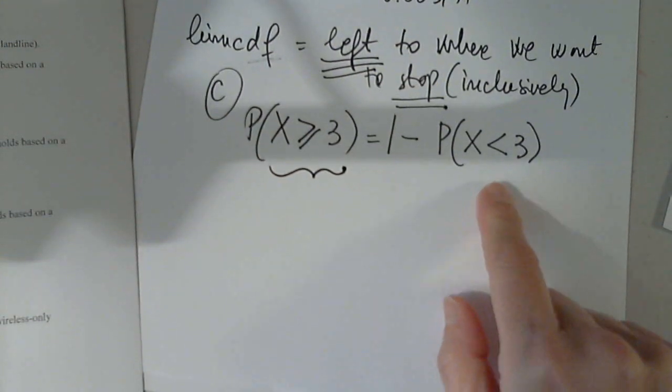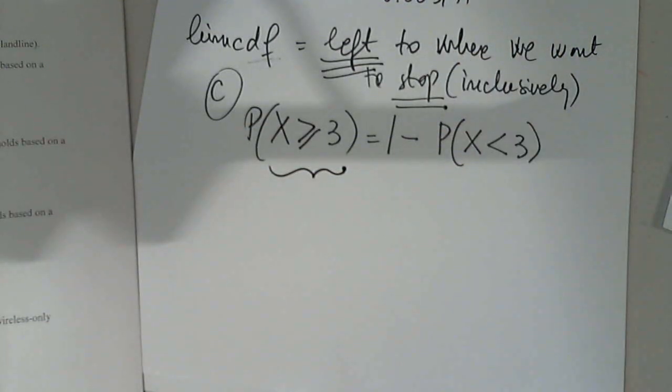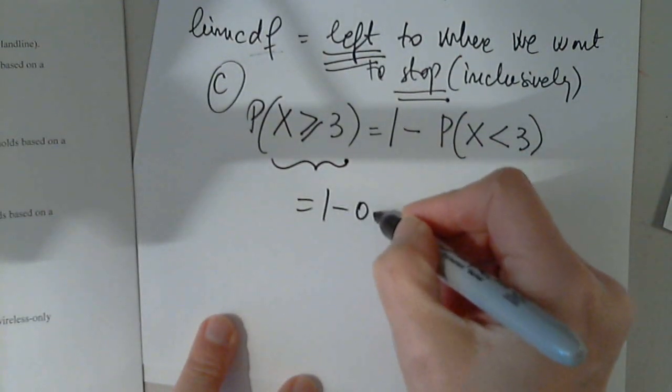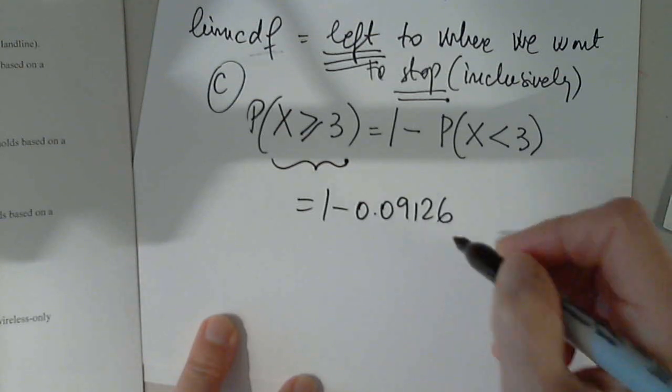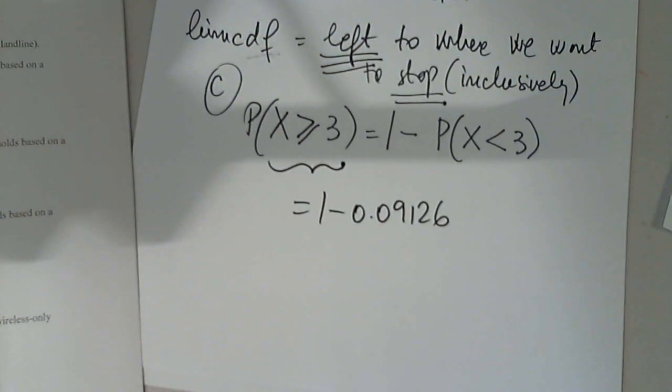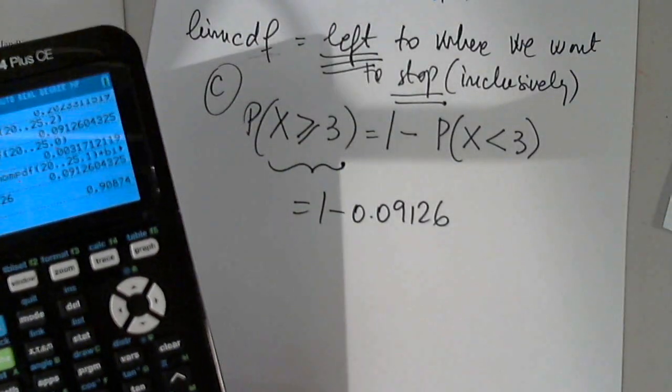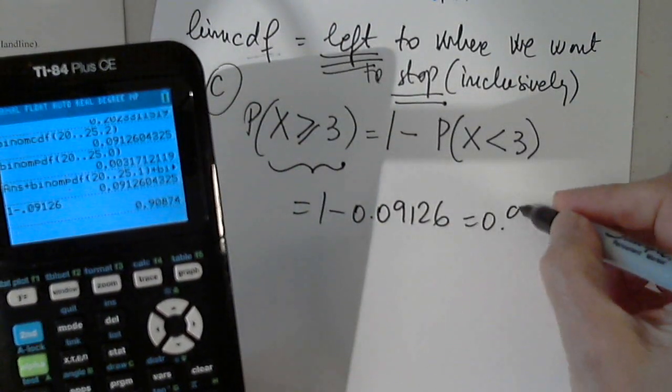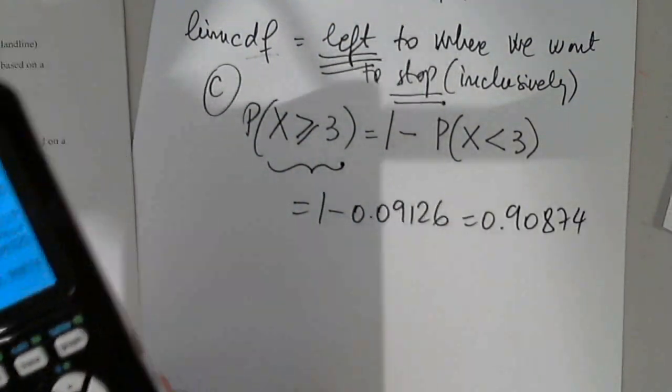This we already have. We calculated it in part B. So this is 1 minus 0.09126. That's all we need to write. 1 minus 0.09126. So the probability is 0.90874.